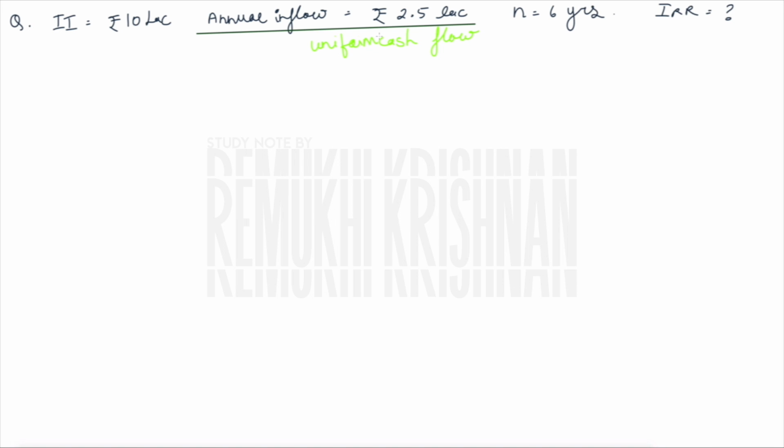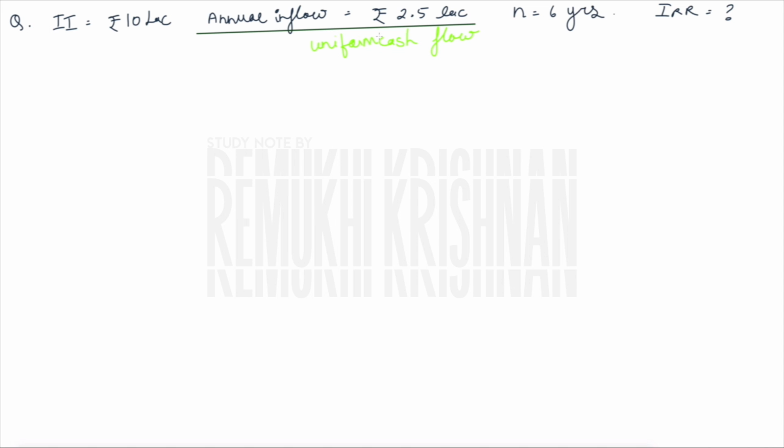With the help of an example, let us take a deep look at how it works. A Limited is evaluating a project involving an initial investment of rupees 10 lakh, resulting in an annual cash inflow of rupees 2 lakh 50,000 for 6 years. There is no salvage value. Determine the IRR of the project.